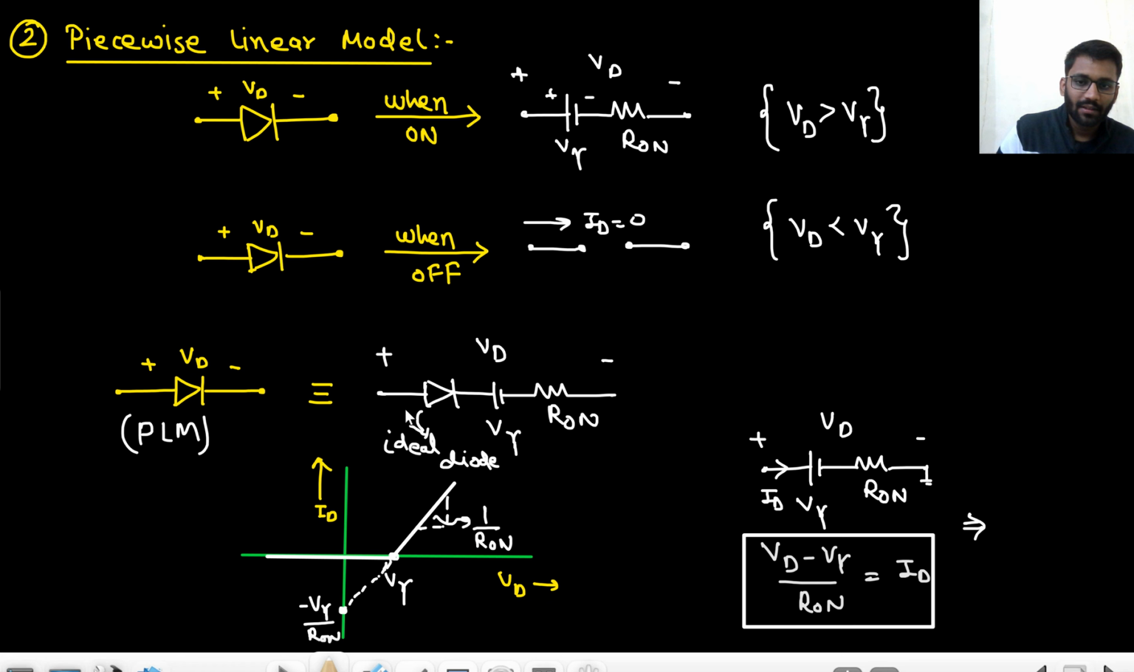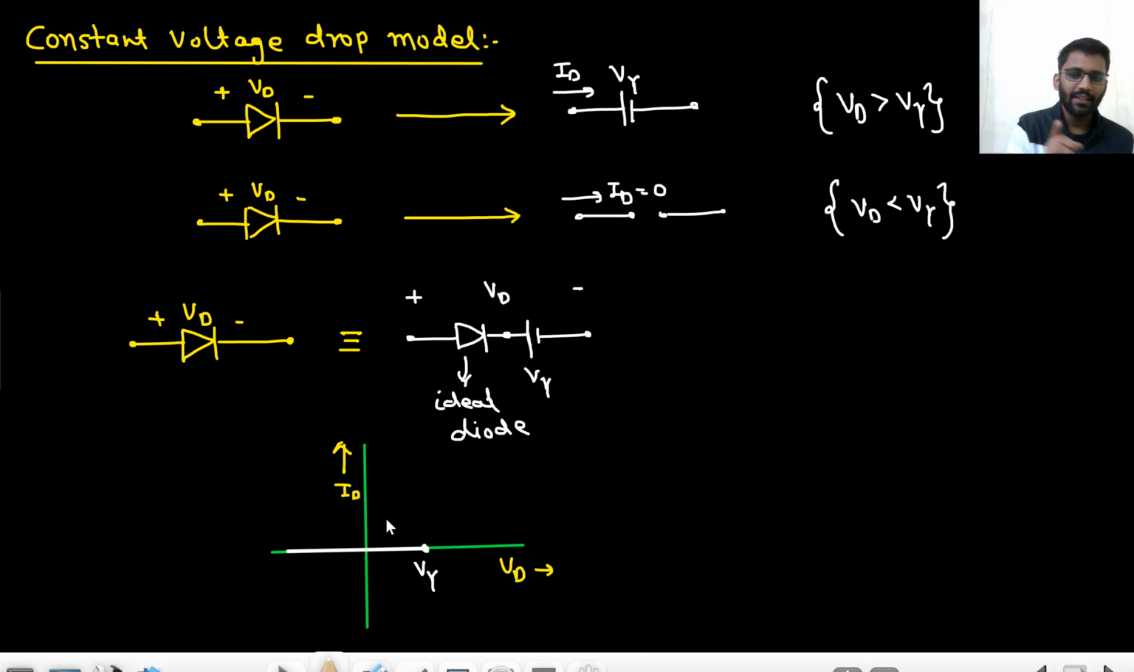Because what is Vd here? Here your Vd is V gamma plus Id R1. So with the increase in Id, Vd can increase. Now here Vd is fixed at V gamma. Now Id can have any value. This is the graph. This is how the graph will go.